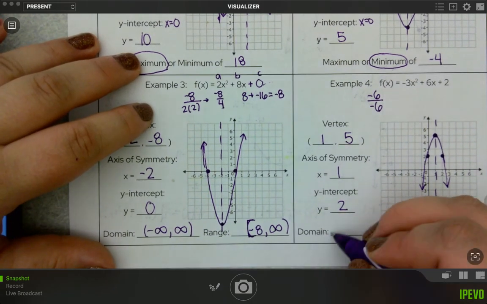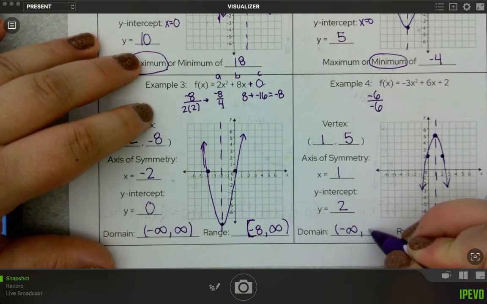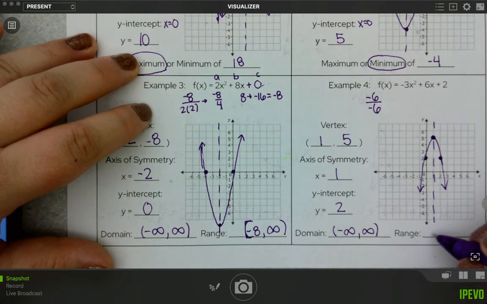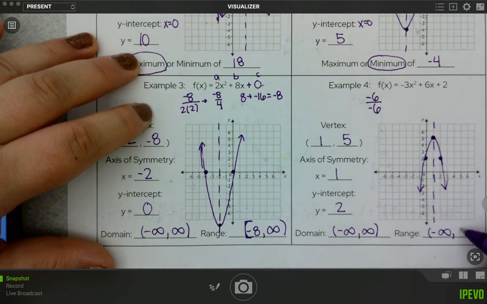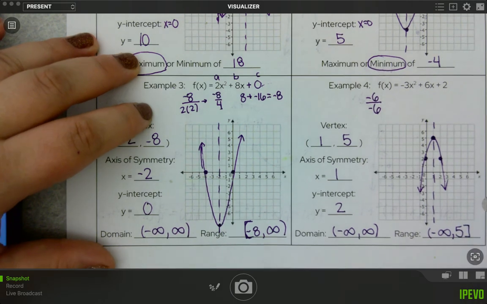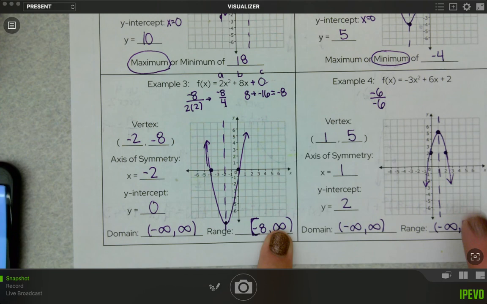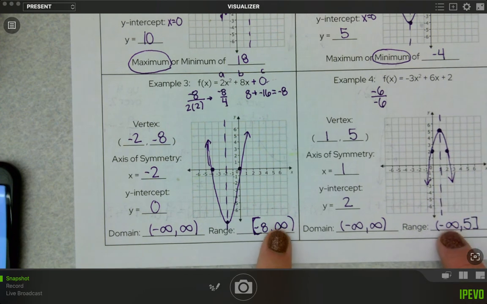The domain is still going left and right forever, as it always will for quadratics, but the range goes down forever and stops going up at 5. So notice how this one went up forever, so the infinity was on the right side. This one's going down forever, so the infinity is on the left side.